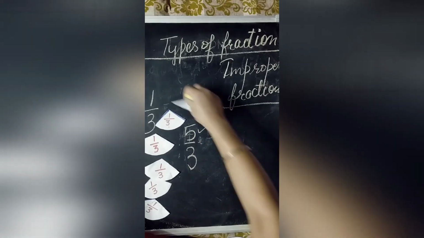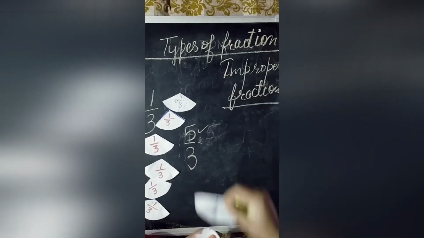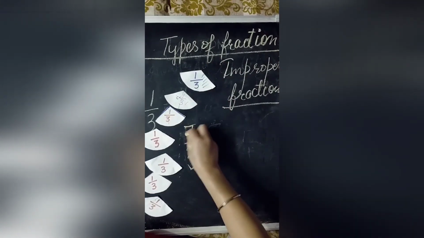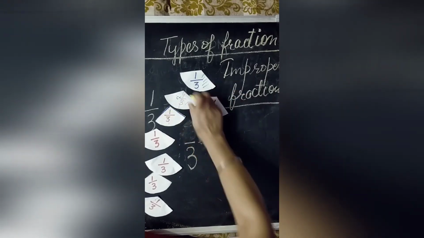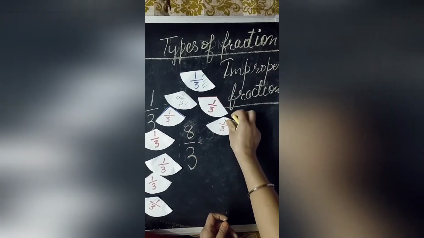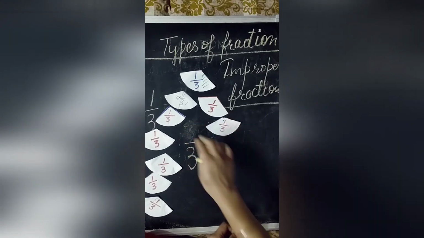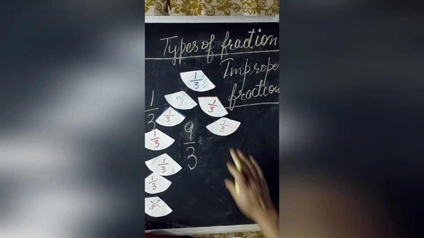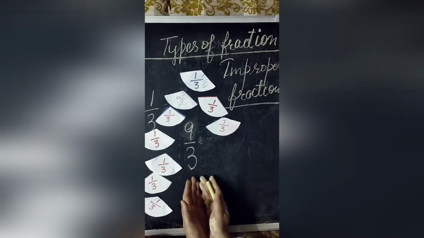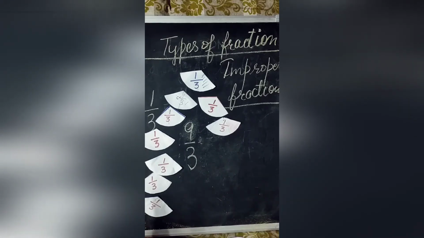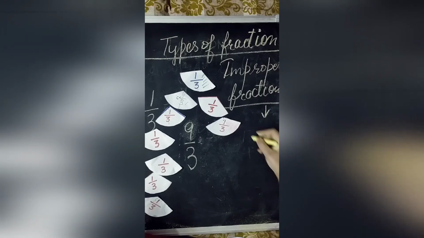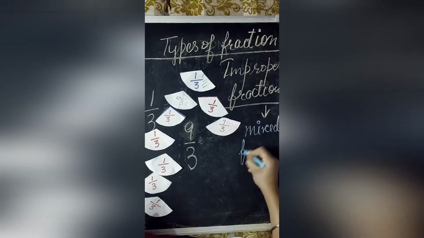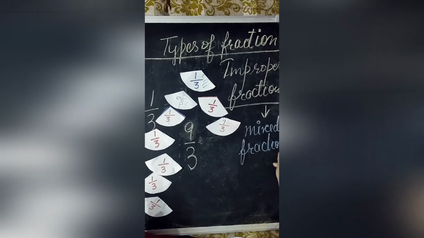Okay. Now here the number of pieces with third piece size are 1, 2, 3, 4, 5, 6, 7. Okay. Here the pieces of third piece size are 8. Here the pieces of third piece size are 9. So when we only count the number of pieces of that piece size, then this type of fraction is called an improper fraction. Now next comes, what are mixed fractions?